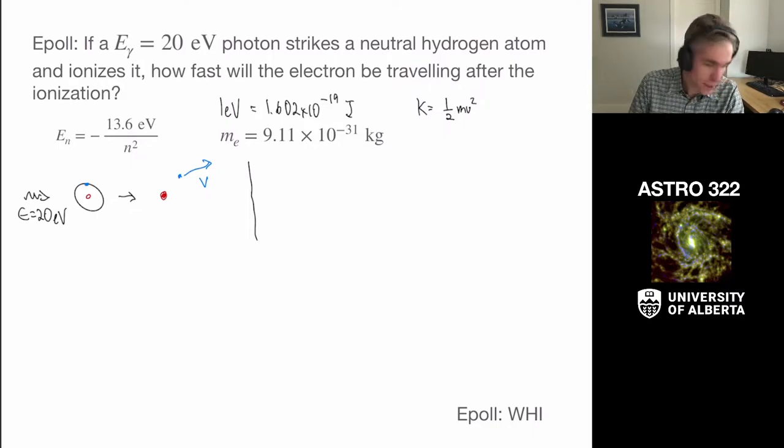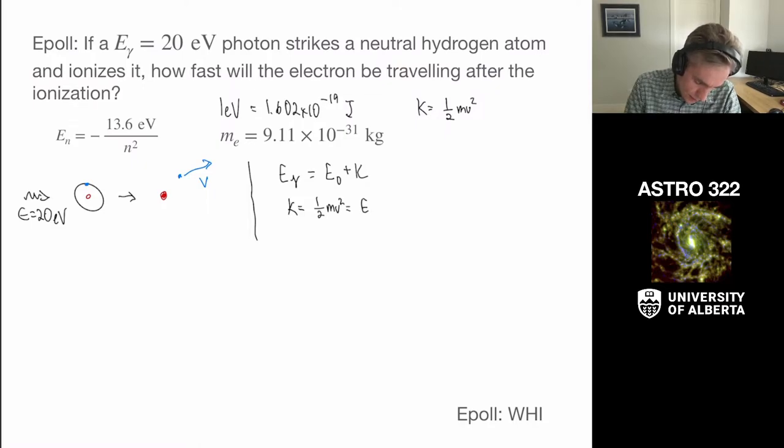All right, so we're coming to convergence here. I think this is a conservation of energy problem. We have the energy in the photon. That energy gets dumped into the ionization energy of the hydrogen atom, which I'll indicate as E naught, plus the kinetic energy of the electron coming out. I need to solve for the kinetic energy. So K is equal to 1/2 mv squared, which is equal to the energy of the photon minus the binding energy of the hydrogen atom.